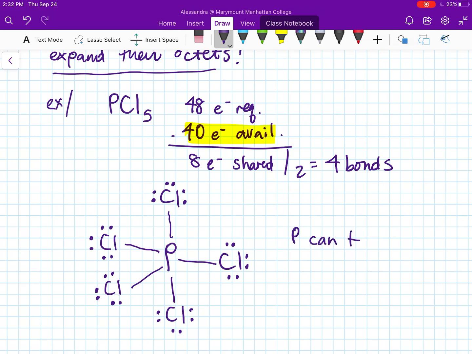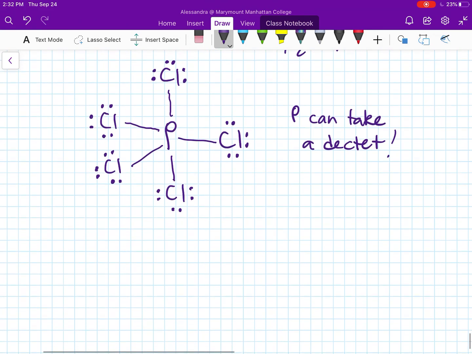Phosphorus is just fine taking a dectet like this, and it is very happy to form a compound this way. It's only going to be the central atom that expands its octet, for reasons that we'll discuss next semester. So it's never the terminal atoms. It's only the central atom that gets to expand its octet in this way.